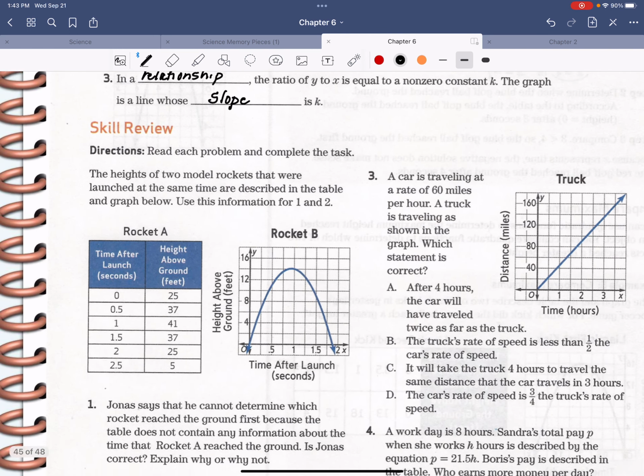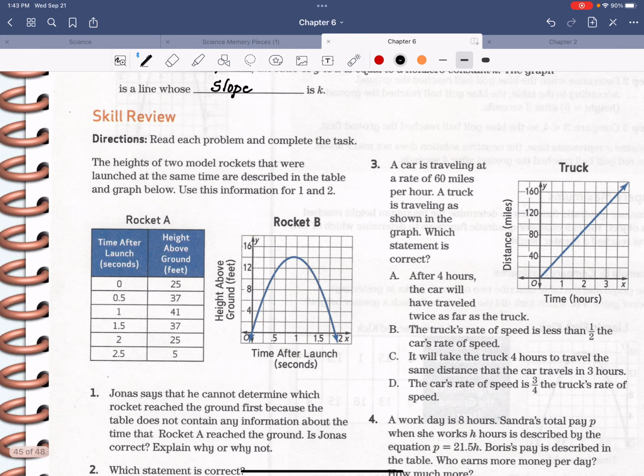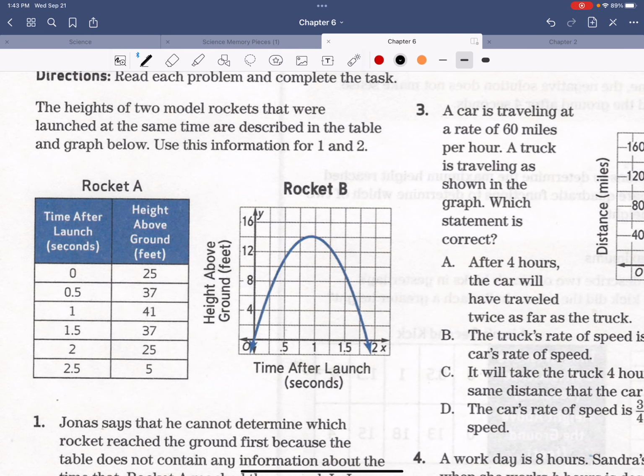Read each problem and complete the tasks. The heights of 2 model rockets that were launched at the same time are described in the table and graph below. Use this information for 1 and 2. So let's just look before we go any further, before we leap. What is the maximum of rocket A? What is the maximum height it reached before it started its descent? Well, that was at 41.